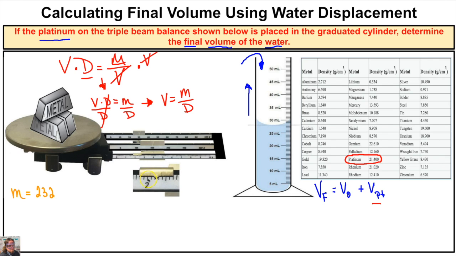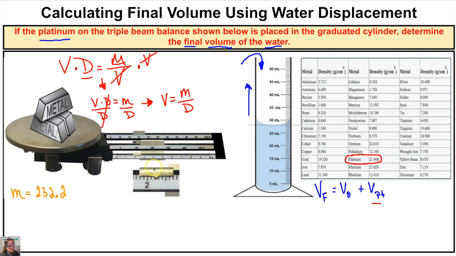Well, take a close look. We have 232.1, 232.3, not quite 232.1, 232.2, not quite 232.3. So we know with 100% accuracy that the mass is going to be 232.2. And remember, we have to go one past the level of precision of our instrument.